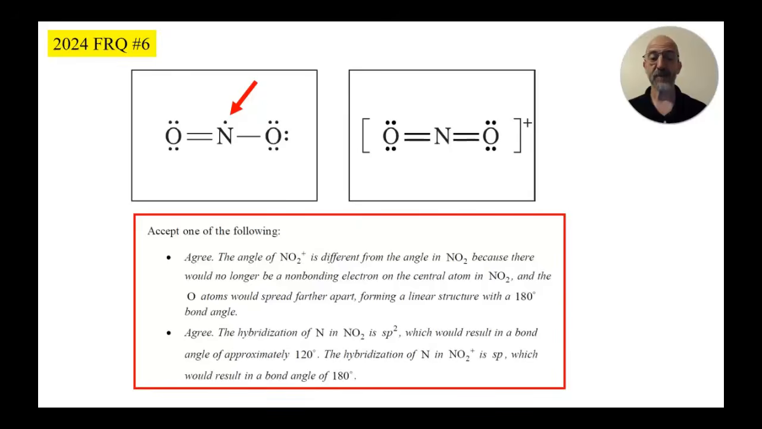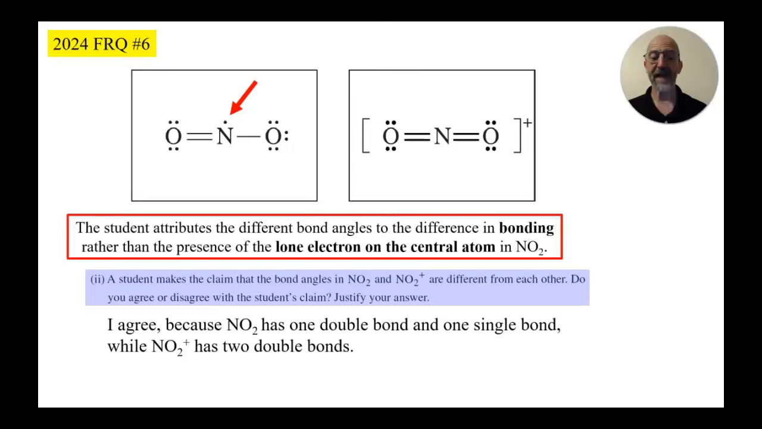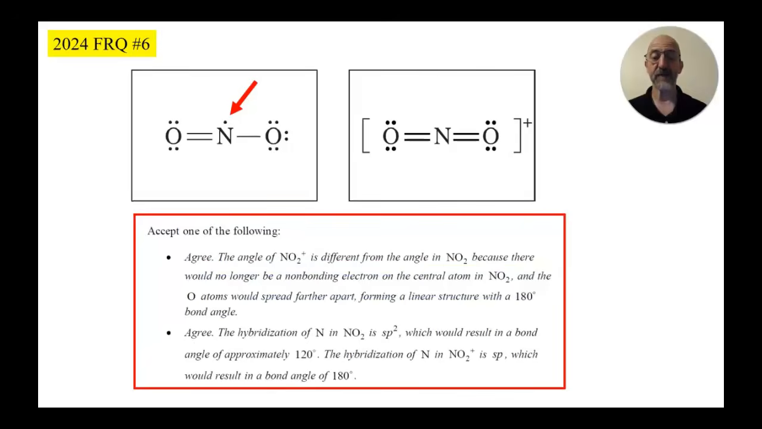Another acceptable way of responding to this question is to focus on the hybridization, that the hybridization of the nitrogen in NO2 would have 3 electron domains, so sp2, and that would be approximately 120 degrees, whereas the hybridization in the NO2 plus ion with only 2 electron domains would be sp. So again, either of those are acceptable, but just to simply say that one has 2 double bonds and the other has a double and a single, that was an incorrect justification for the difference in the bond angles.